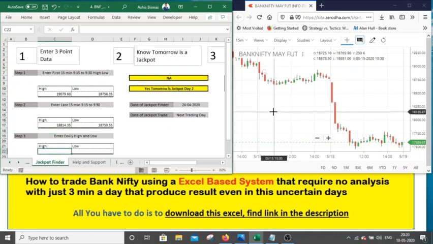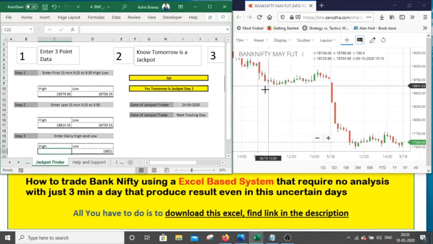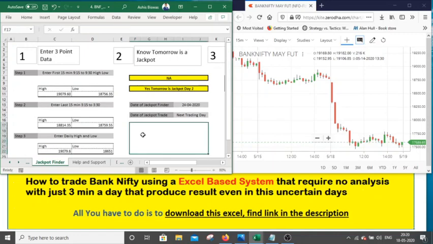Sometimes it changes also. So this was the low. As you can see, the day's low was in this candle, and it was 18651. And the day's high is 19079.60. After all that data I have entered, it is still yes, tomorrow is a jackpot day too.